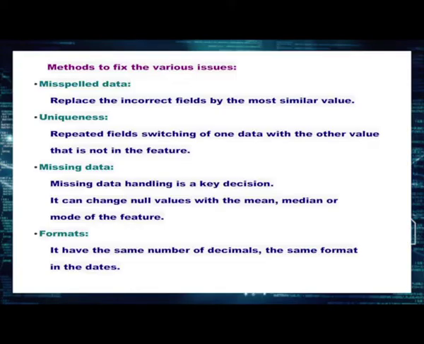We can apply many methods to fix the various issues. First one, misspelled data. Replace the incorrect fields with the most similar values. Uniqueness. For repeated fields, switch out one data with another value that is not in the feature. The next one is missing data. Missing data handling is a key decision. It can replace null values with the mean, median or mode of the feature. Formats. Use the same number of decimals and the same format in the dates.